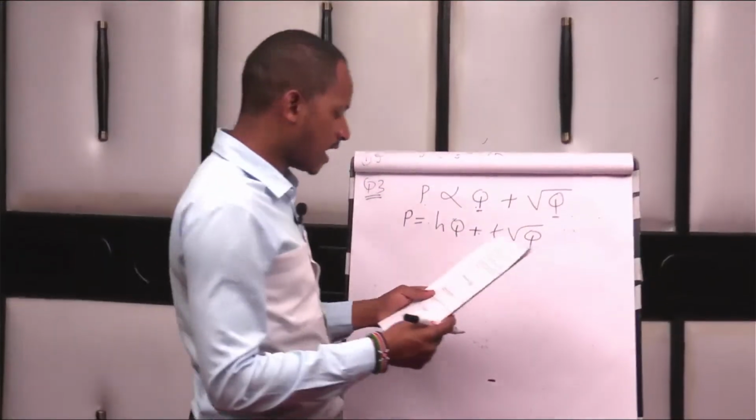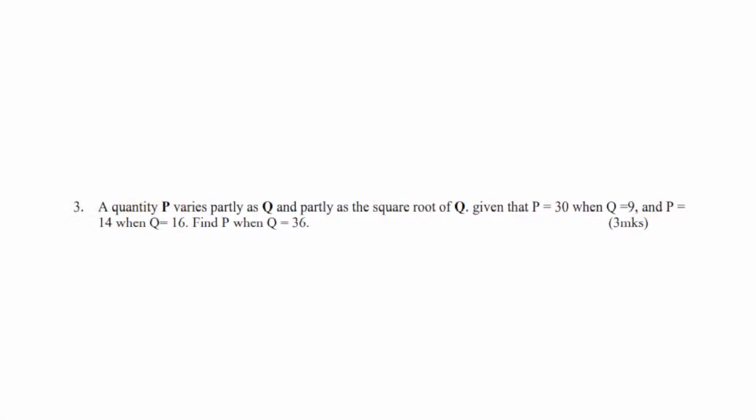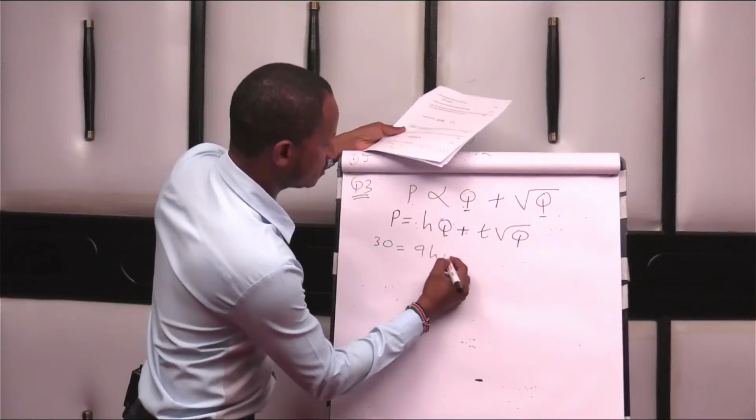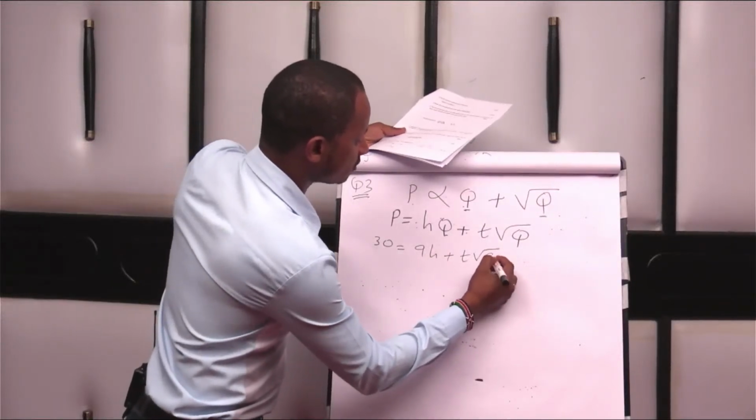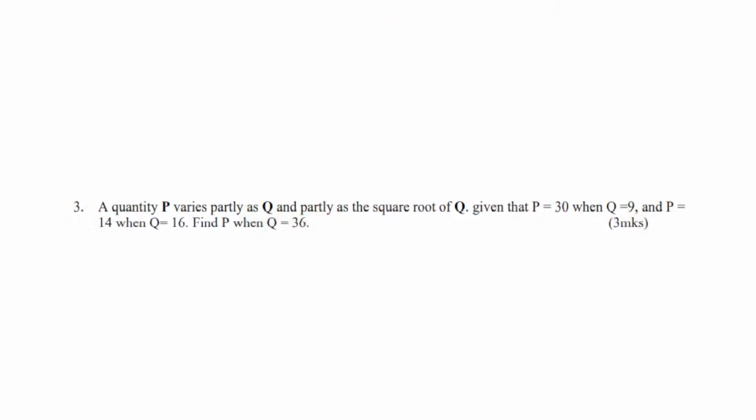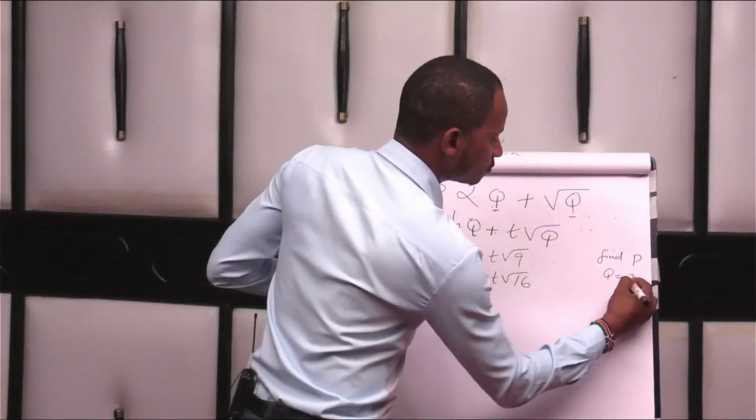So what does the question say? A quantity P varies partly as Q and partly as the square root of Q. Given that P is equal to 30 when Q is equal to 9. So P is equal to 30 when Q is 9. So 9H. Just replace plus T into the square root of 9 when Q is 9. And P is 14 when Q is 16. So 16H plus T, the square root of 16. Then you are told, find P when Q equals to 36. So find P when Q equals to 36.